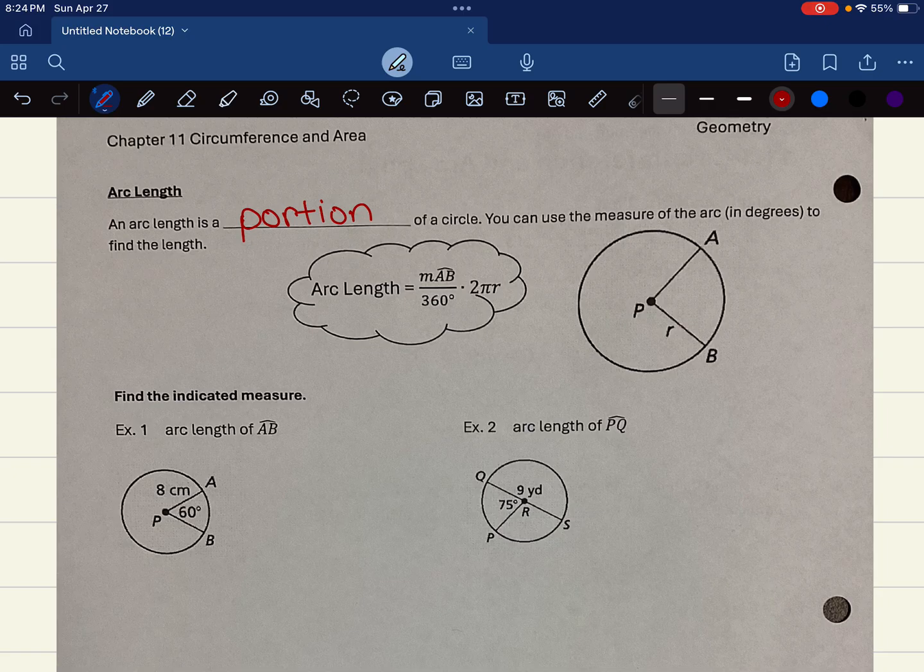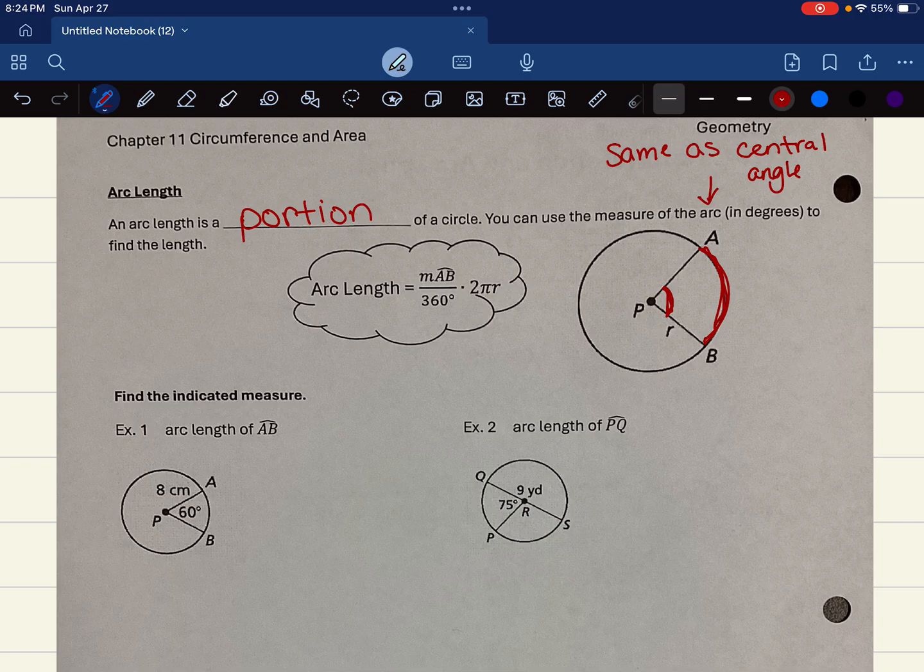You can use the measure of the arc, which just as a reminder is the same as the central angle. Right? So whatever this angle is here is going to be the same measure as your arc length. Okay, so central angle here on the inside, arc length here on the outside.